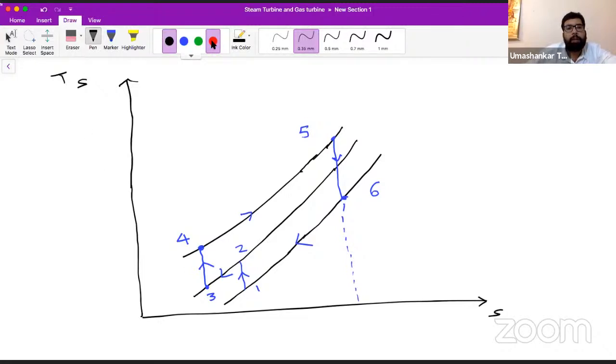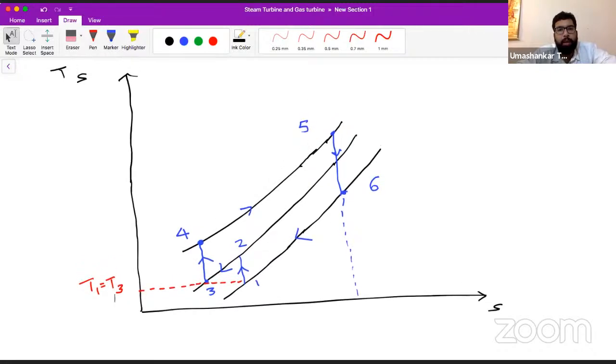So in perfect intercooling, as discussed in the previous session, we must have this condition satisfied, that T1 is equal to T3. It must happen. Okay, it must happen. Got my point or not?